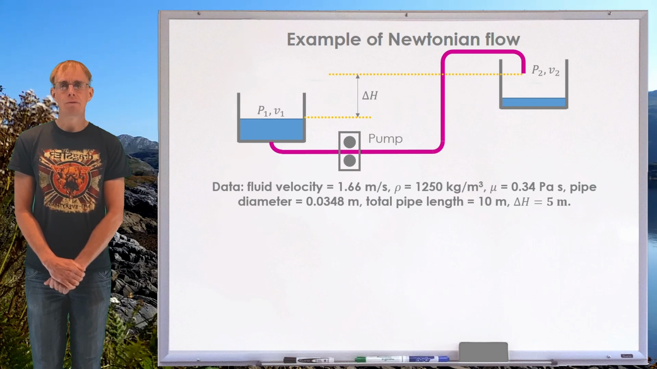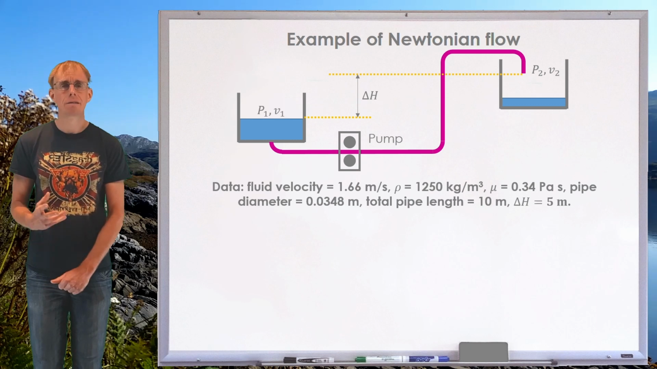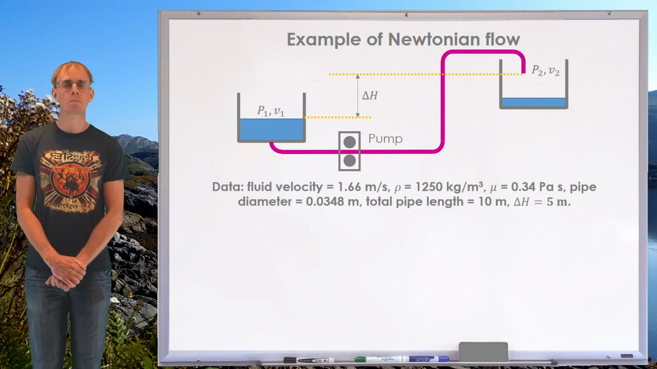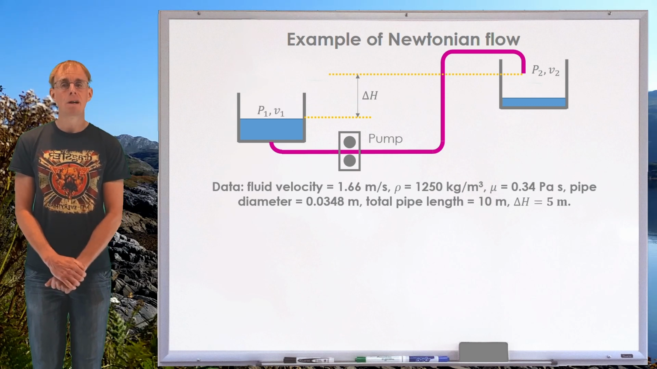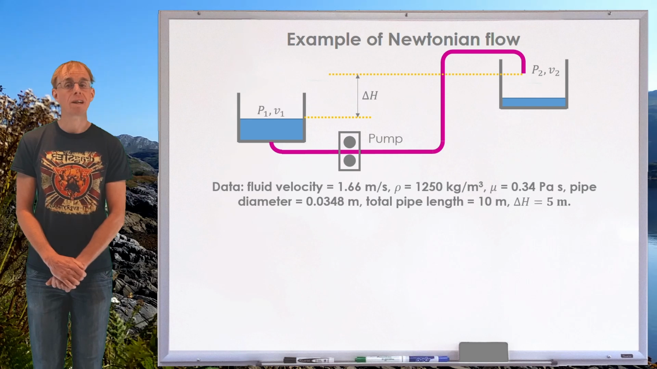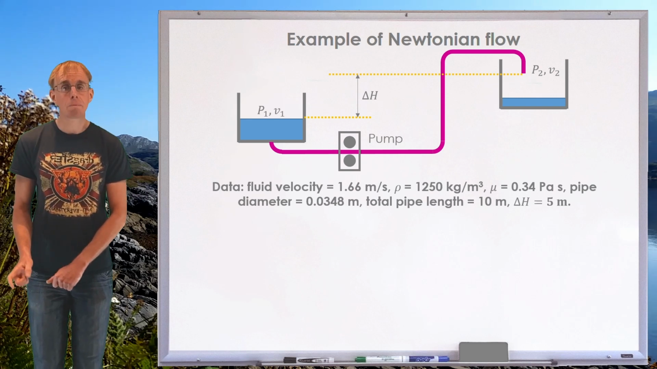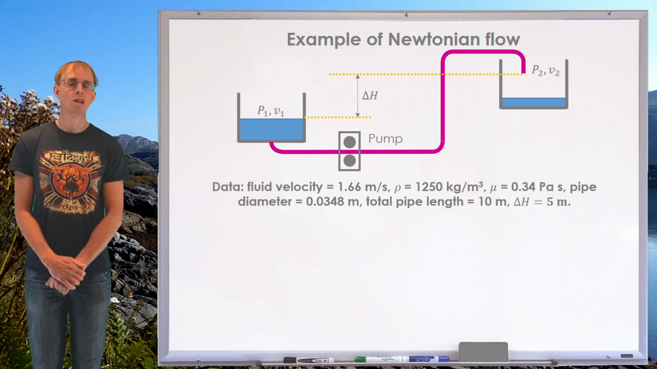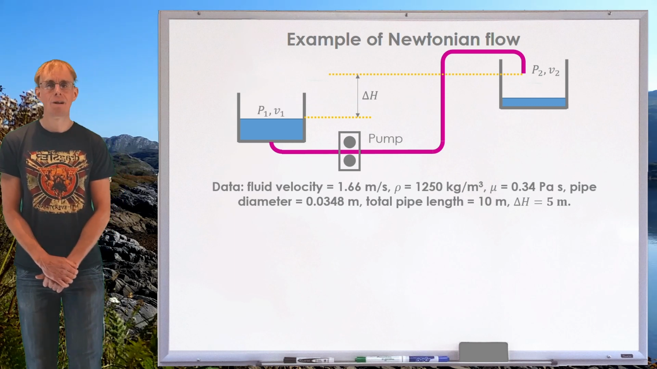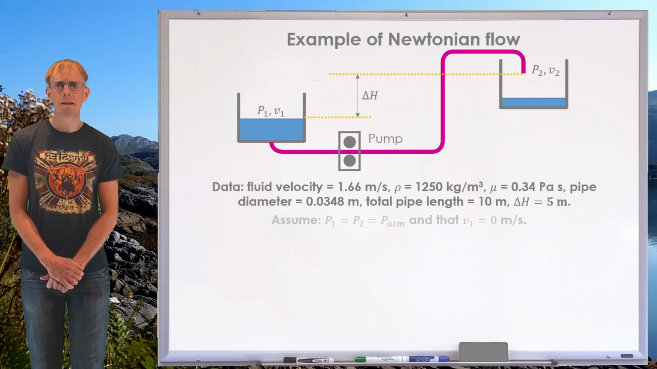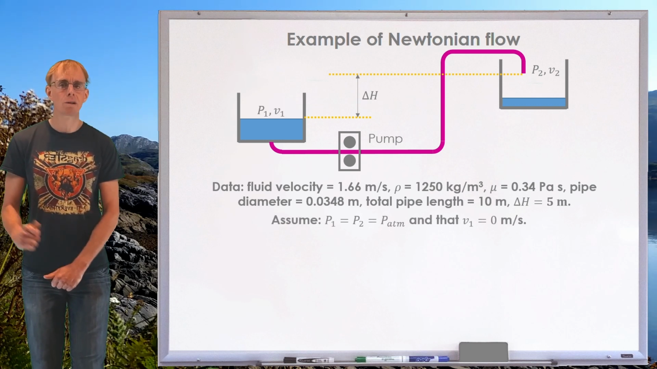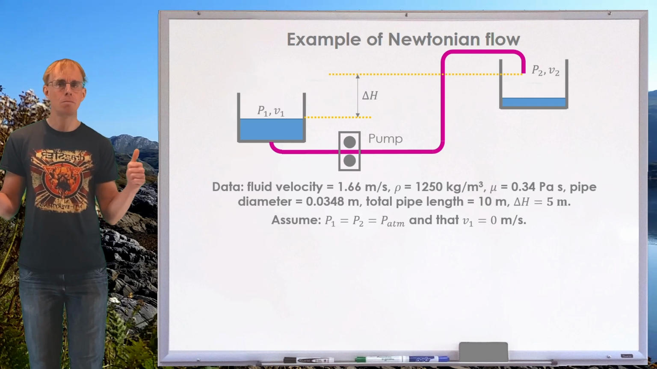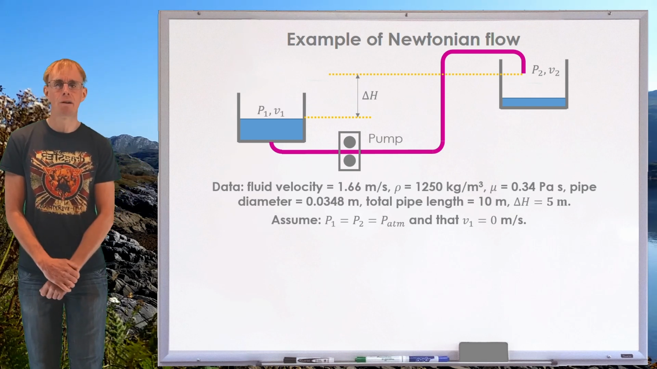Let's set some data for this fluid. I'm going to flow this fluid with a velocity of 1 2/3 meters per second. The fluid is going to have a density of 1250 kilos per cubic meter and a viscosity 340 times that of water. The pipe diameter is going to be 34.8 mil, nearly 35 mil, and the total pipe length is 10 meters, and the elevation change is 5 meters. Okay, so there are my assumptions that I've made due to the placement of the streamline, V1 equals 0, and atmospheric pressure at both ends, P1 equals P2 equals P atmospheric.